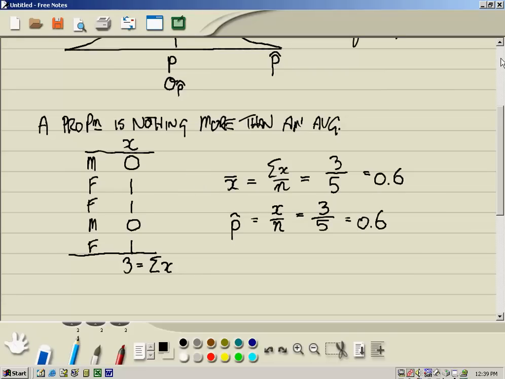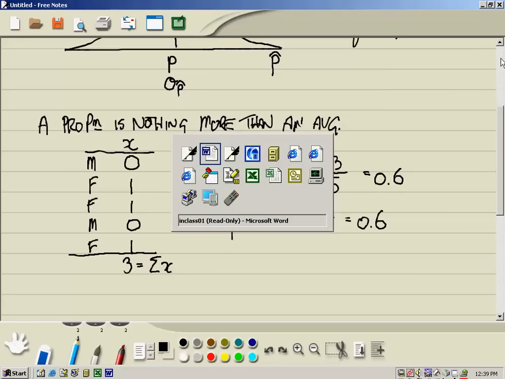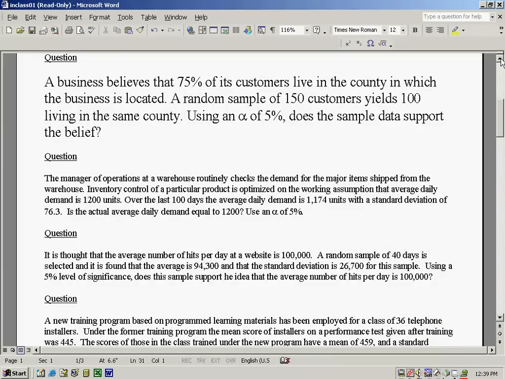Now let's look at our very first proportions problem. And this is a very simple one. A business believes that 75% of its customers live in the county in which the business is located. A random sample of 150 customers yields 100 customers living in the same county. Using an alpha of 5%, does the sample data support the belief?